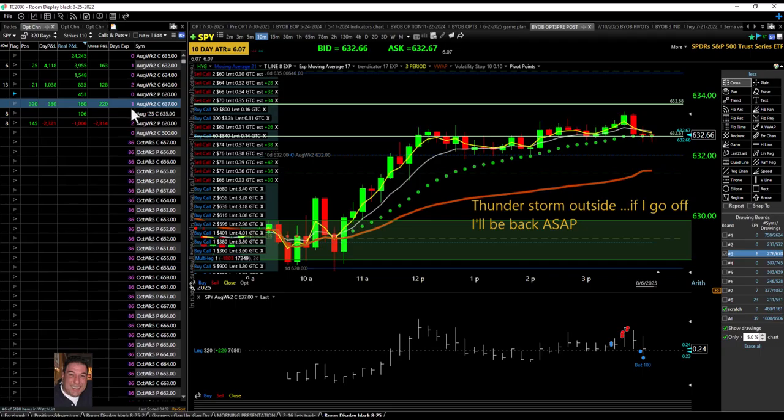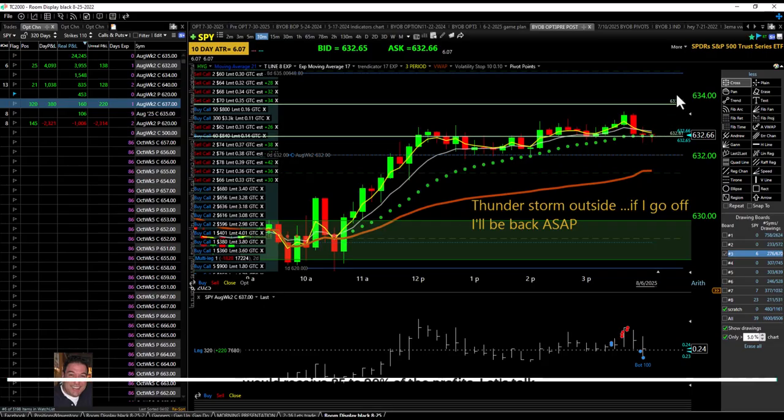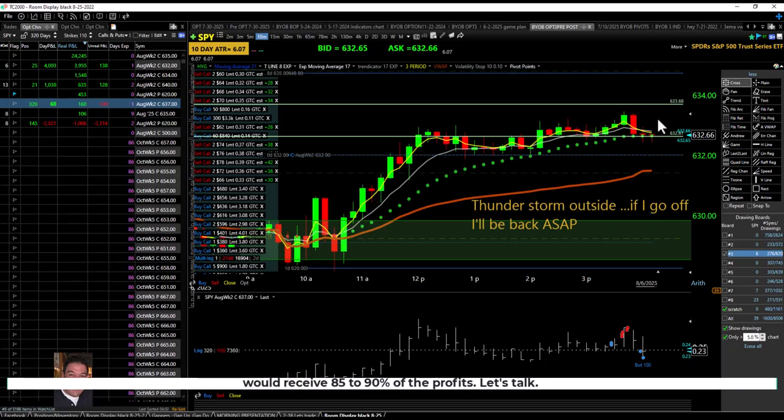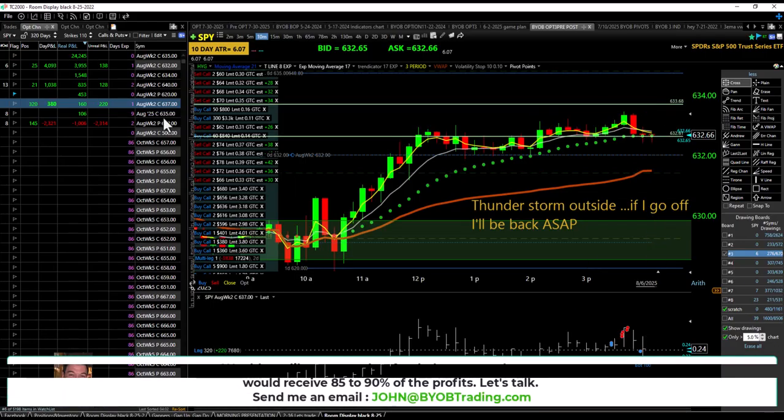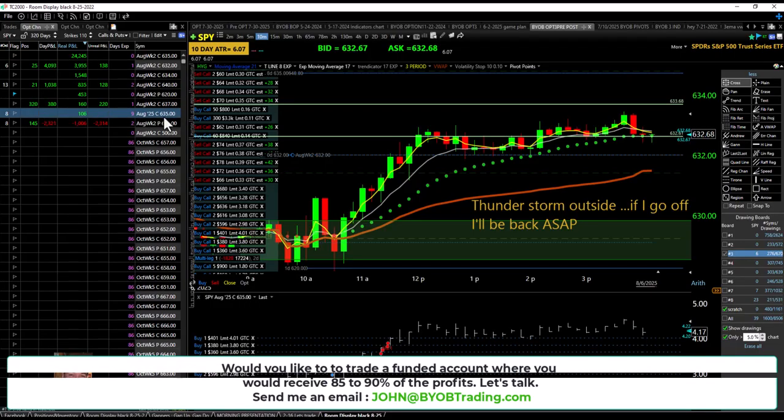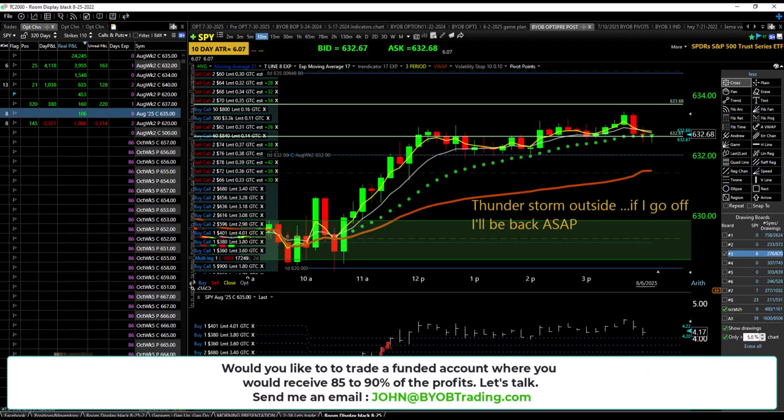$160 on these 1 day till expiration, 637 calls. Again, buying the lows, selling the highs right through here. I wanted some of these to trade for tomorrow because we're so bullish. I think we'll probably either move up overnight or gap up tomorrow morning. We'll see what happens, but I can foresee probably a gap up in the morning. $106 on these 635 calls. Again, buying the lows, selling the highs.